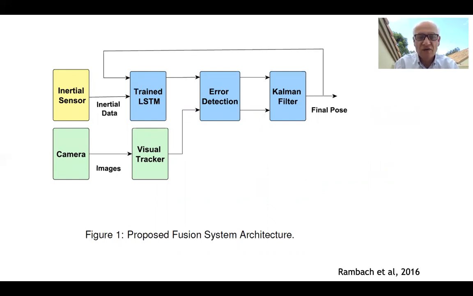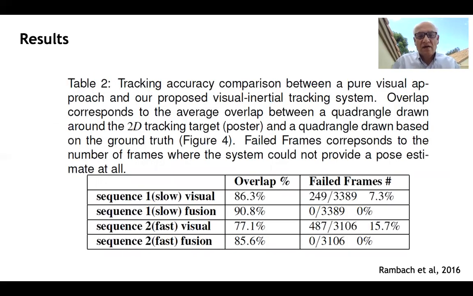So it's sensor fusion: inertial sensor, camera sensor, and then you use an LSTM as well as the visual tracker, and you apply the Kalman filter to the output of an error detection system. And that calculates a final pose, and that is then fed back into the trained LSTM. And then the results show significant improvement in the performance of the resulting system.